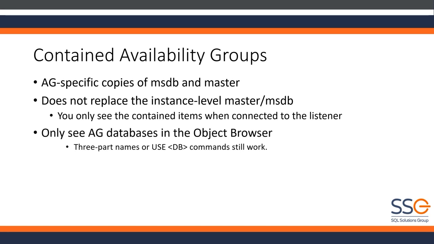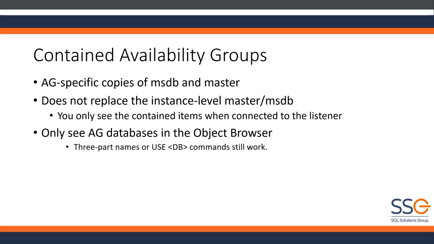You also only see availability group databases when you're looking in Management Studio, right? So in a regular AG, in SSMS, you're going to see all of the databases, whether they're in an AG or not in an AG. If you have multiple AGs on a server, you're going to see all the databases, right? And you kind of have to look in the availability group to see which databases are in which AG. So in Object Explorer in SSMS, you're only going to see the AG databases.